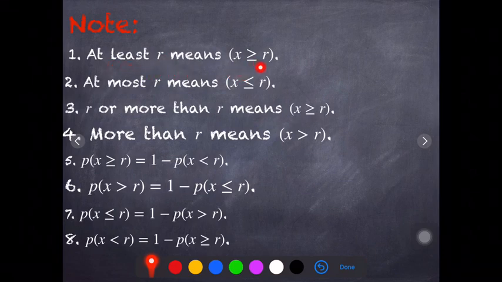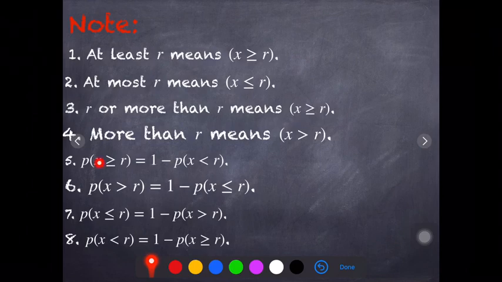That means starting with r. The starting point is r and the ending point is the given number of trials, that is the value of n. At most r means the maximum value, so it is between 0 to r only; you can't consider greater than r. R or more than r is nothing but at least, so you use the greater than or equal symbol. More than r means strictly greater than. And we know that the maximum value of the probability is 1.